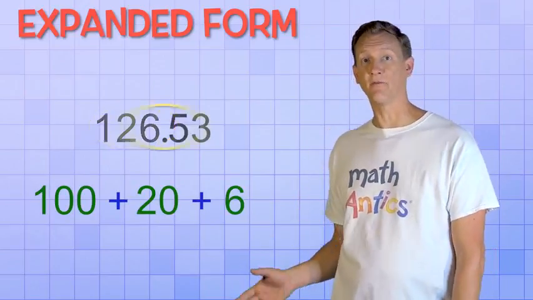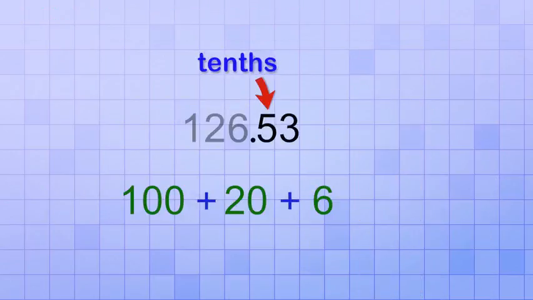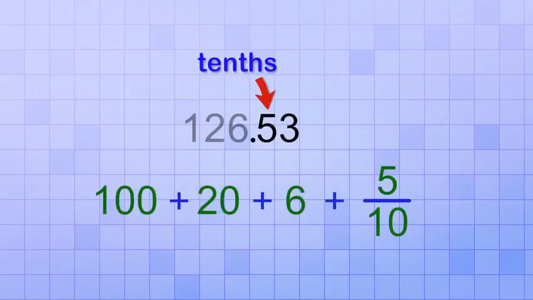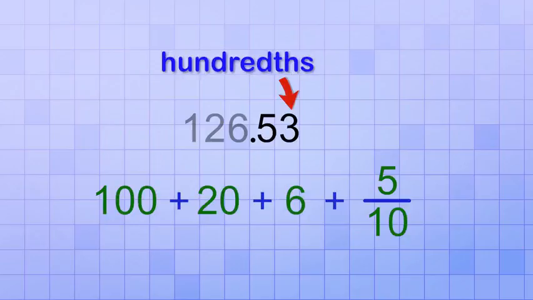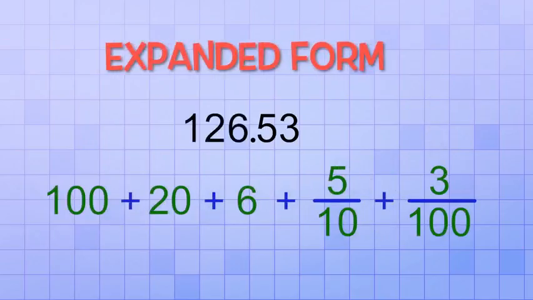But now we need to add the fractions represented by the decimal digits too. Since there's a 5 in the tenths place, that stands for 5/10. So we need to add the fraction 5 over 10 to our expanded form. But we also have the digit 3 in the hundredths place, which stands for 3/100. So we also need to add the fraction 3 over 100 to our expanded form.